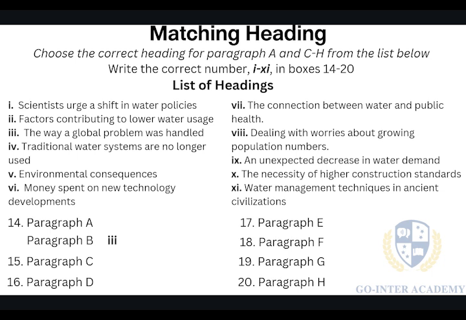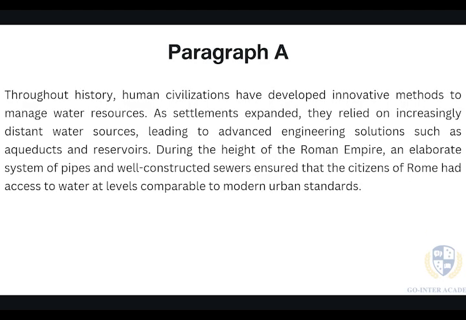Now, what we're going to do next is look at the remaining paragraphs and determine which headings fit best to each of them. Now, let's take a look at paragraph A to first understand the main idea, before we look at the list of possible headings. Paragraph A talks about how ancient civilizations, especially the Romans, dealt with water problems. They built aqueducts and pipes to bring water from distant places, and their sewer systems were advanced enough to meet city needs. So, let's go through the list of headings and eliminate the ones we don't need one by one.